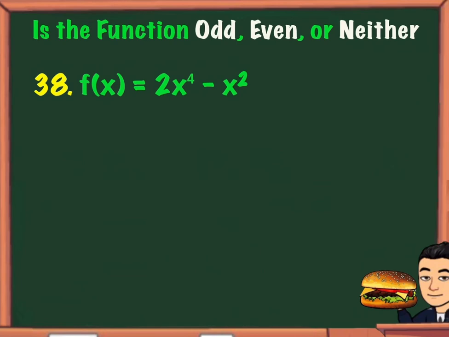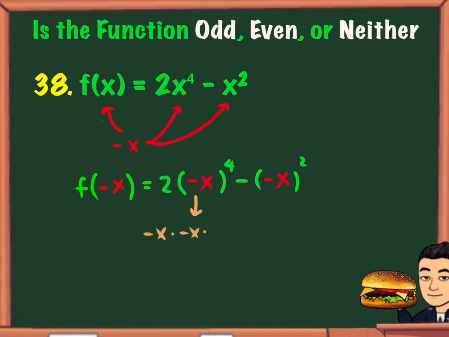For number 38, just go ahead and plug in negative x into all the x's. So you get f of negative x equals 2 times 4th power of negative x minus square of negative x. So 4th power of negative x is negative x times negative x times negative x times negative x. And that's going to give you x to the 4th power.